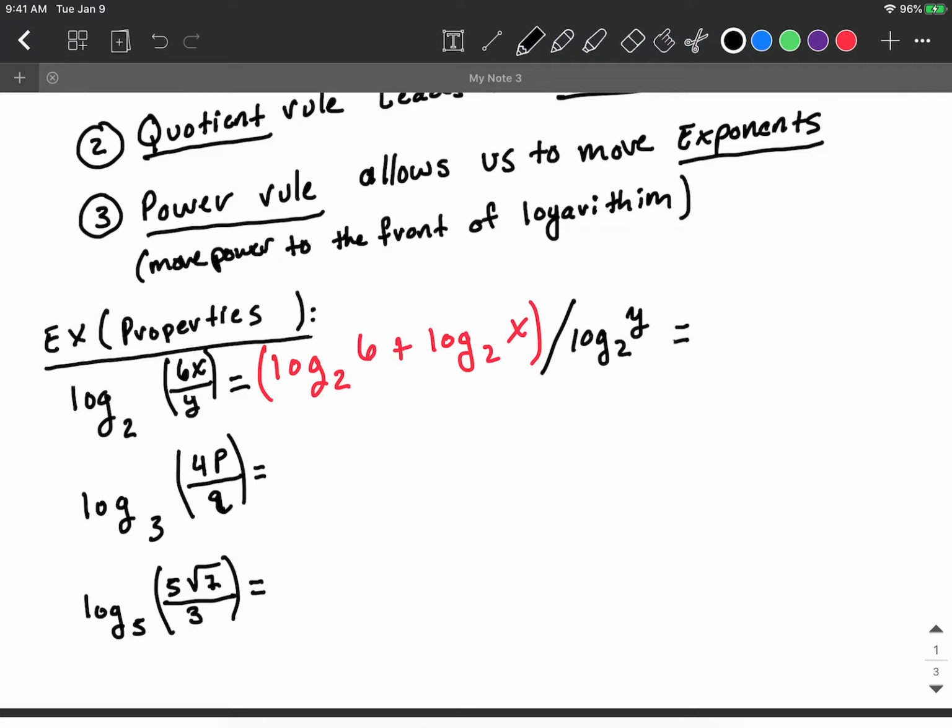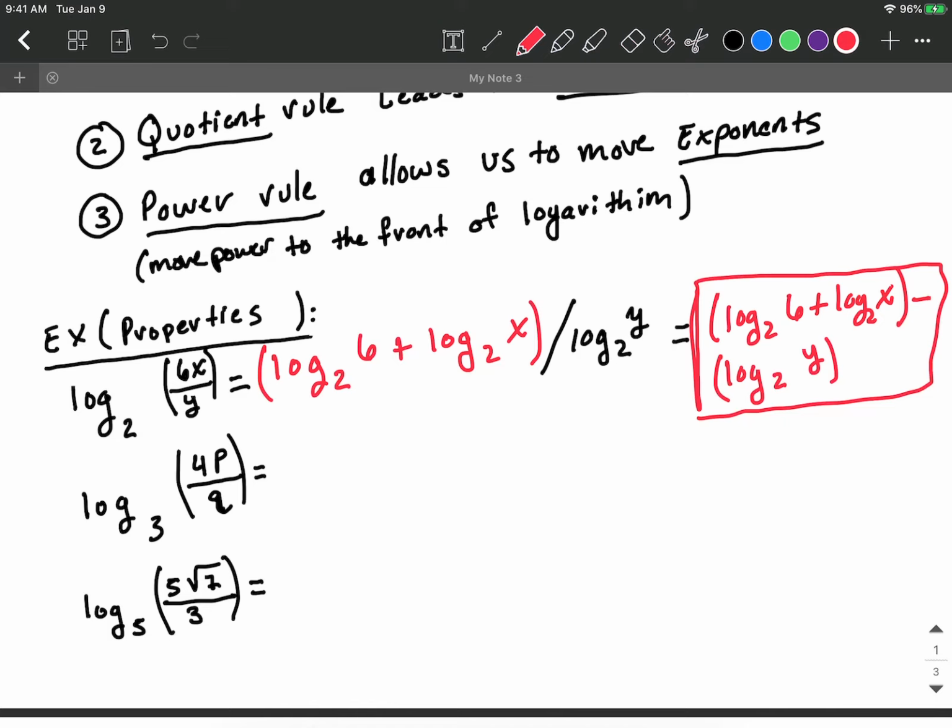On the next step, whenever I saw division, I can say it becomes subtraction. I would really encourage using parentheses around these, because overall you're going to start to notice that negatives are going to be missed. So you'd rather start using the parentheses early. We know that we have log base 2 of 6 plus log base 2 of x, but we now get to say minus log base 2 of y in parentheses. And that would be the final answer for this one.